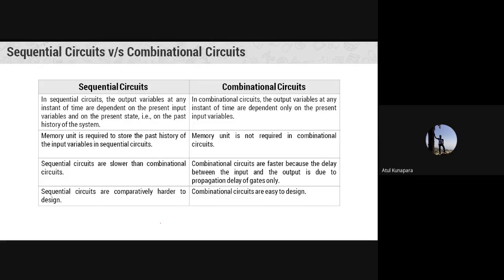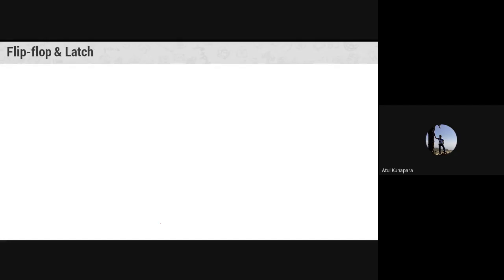That means there are no feedback circuits. So your combinational circuit implementations are going to be easier. Whereas in a sequential logic circuit, we also need a feedback circuit through a memory unit. So that circuit is going to be comparatively more complex than what you have in combinational circuits, right? So these are the points you have for the comparison.